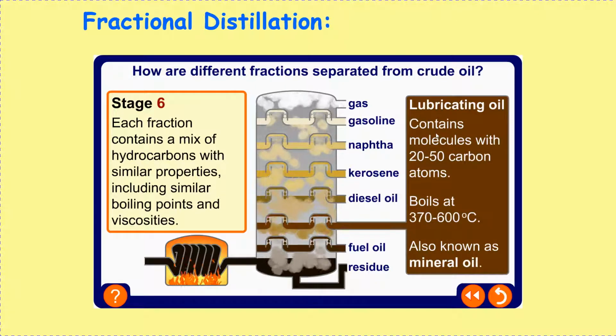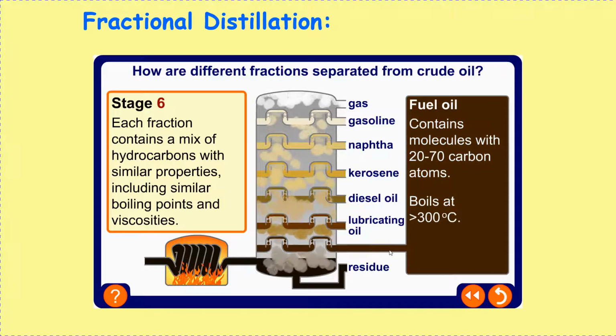So lubricating oil, 20 to 50 carbon atoms, boils at 370 to 600 degrees. It's not got a specific boiling point because it's still a mixture. Okay, so it doesn't have, like water boils at exactly 100. It has a range of boiling points because it's still a mixture of carbon chains. But they're getting longer as you go down the fractionating column.